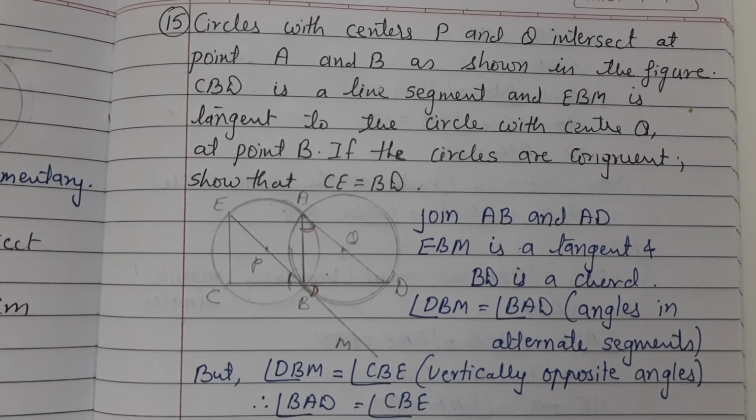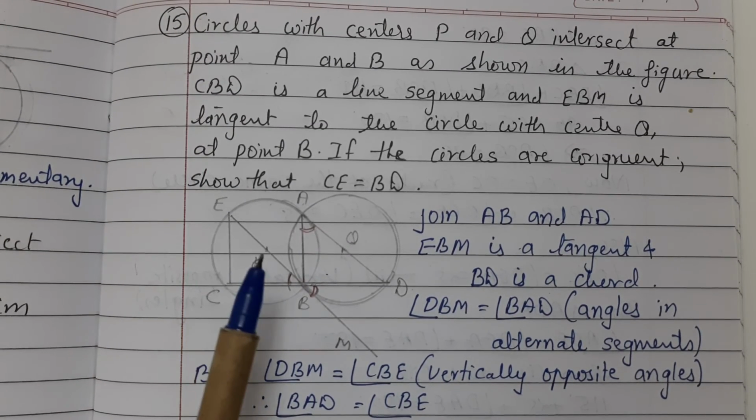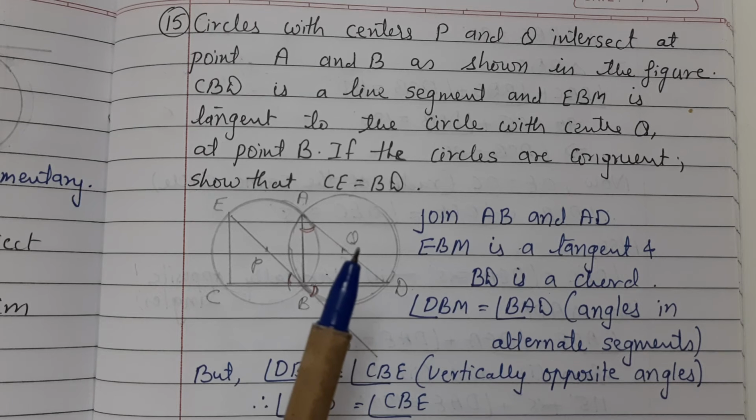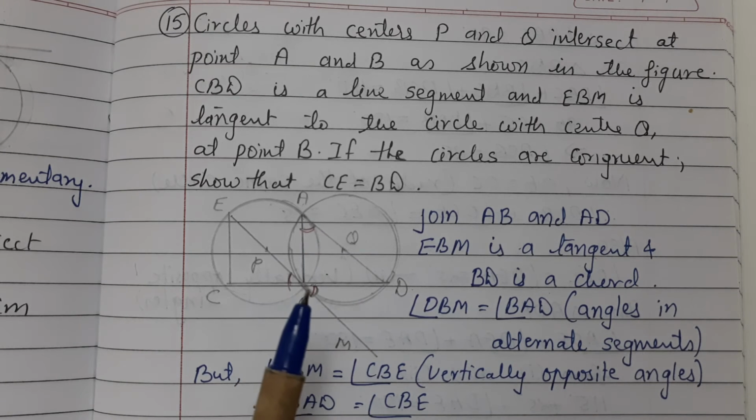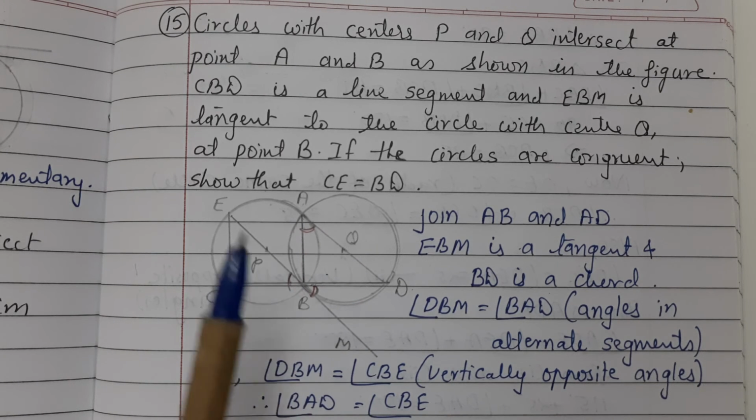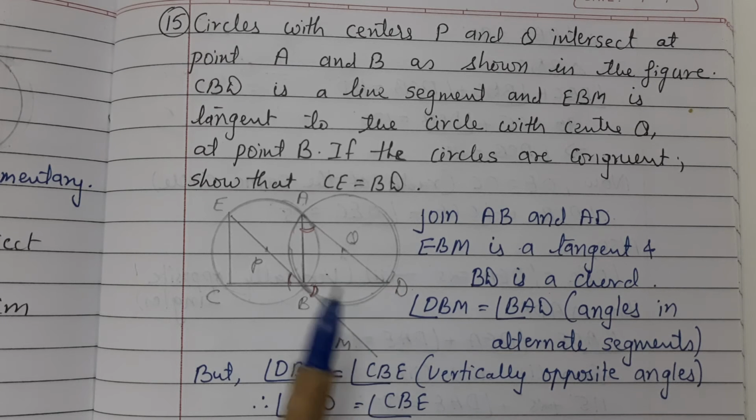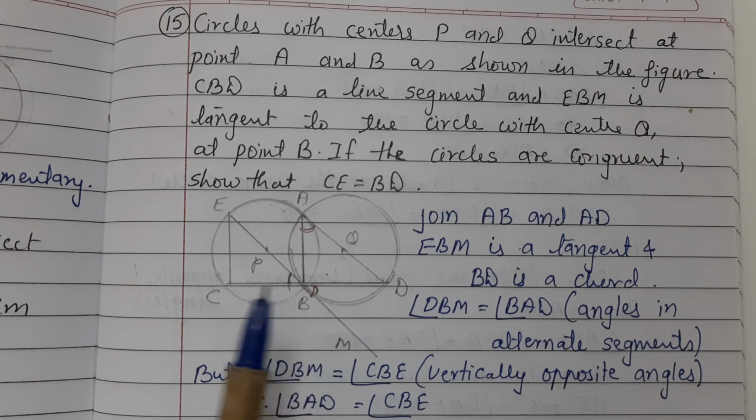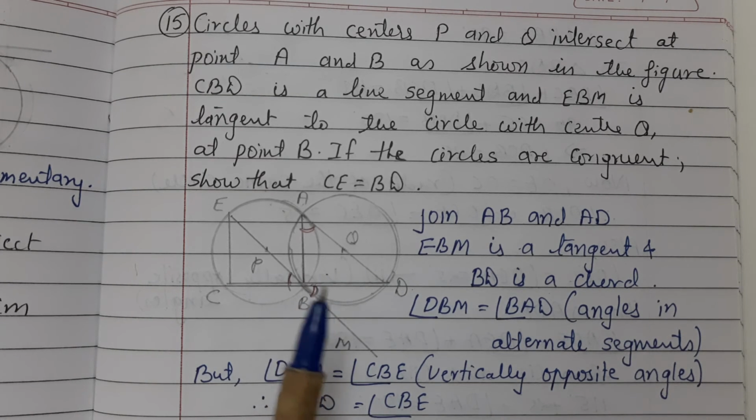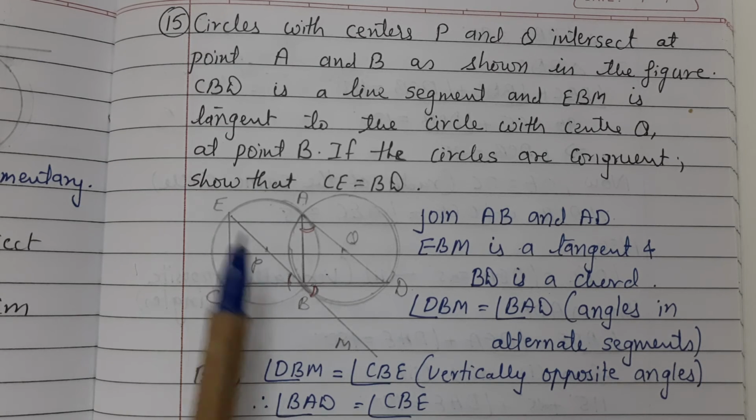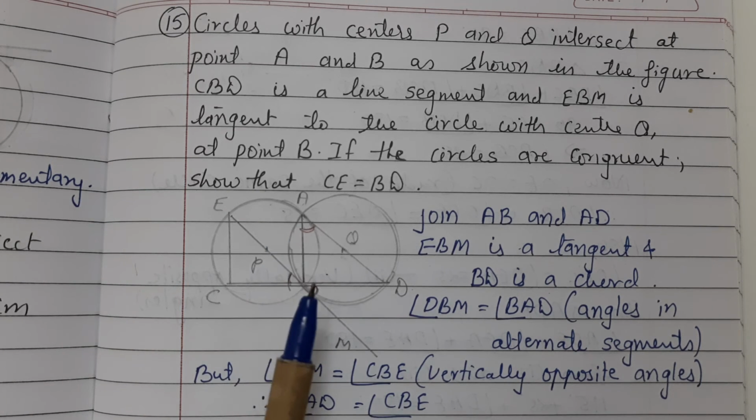Sum number 15. Circles with centers P and Q intersect at points A and B as shown in the figure. CBD is a line segment and EBM is a tangent to the circle with center Q at point B. If the circles are congruent, show that CE is equal to BD. Join AB and AD.